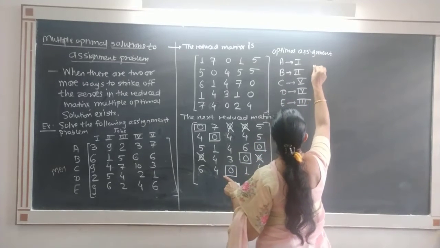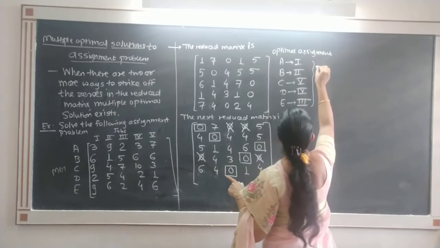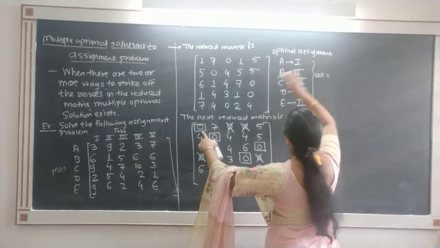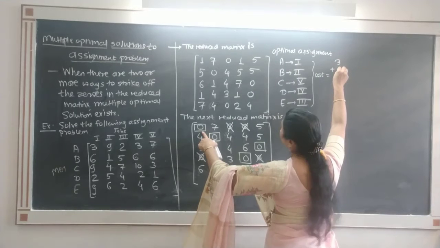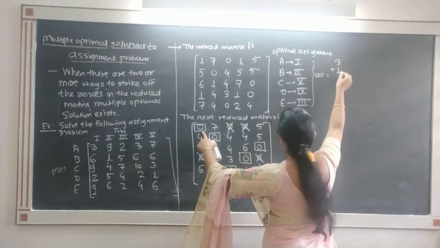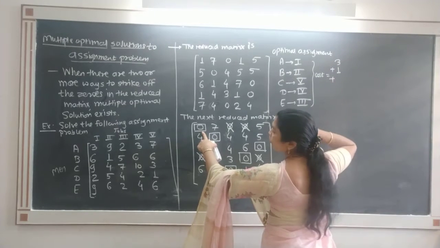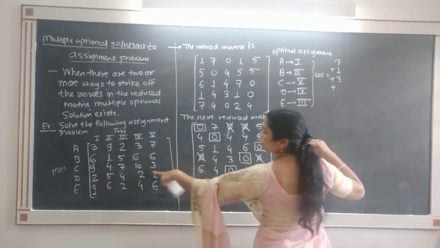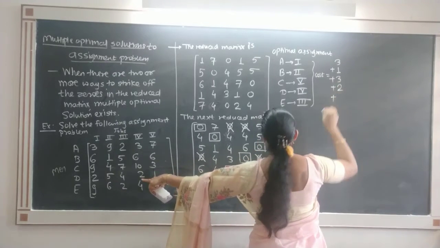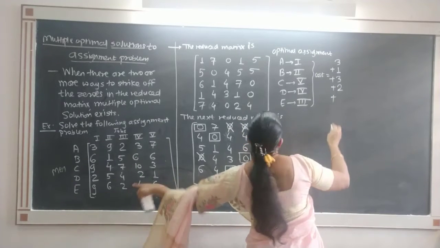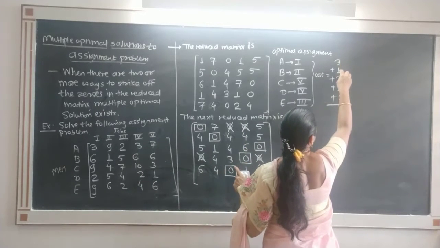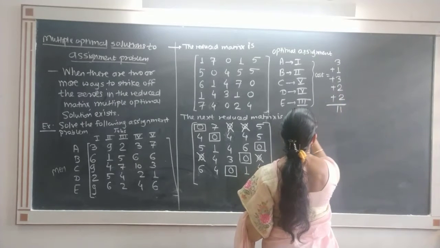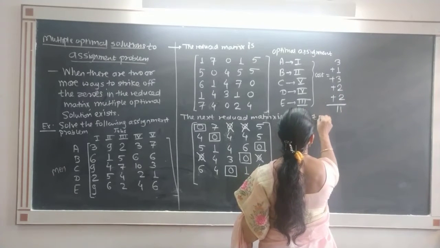And see the optimal cost. The cost is equal to, for the first, the corresponding cost is 3, for second 1 plus, for third 3 plus, for the fourth the cost is 2 and plus, for the last again 2. 4 plus 3 is 7, 11. So the cost is 11 rupees.